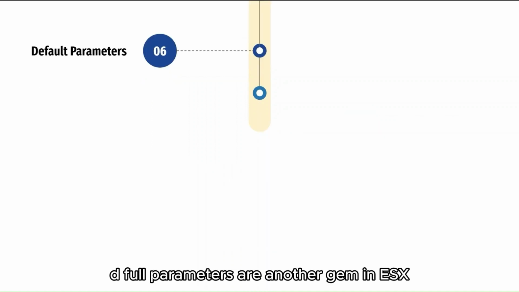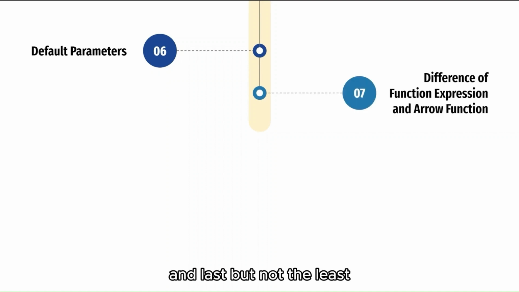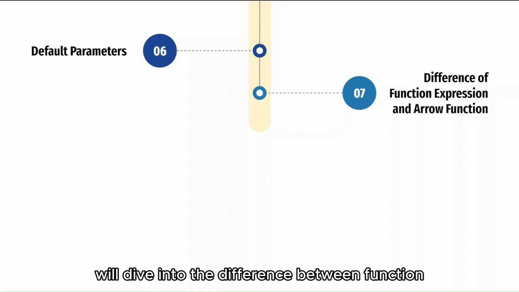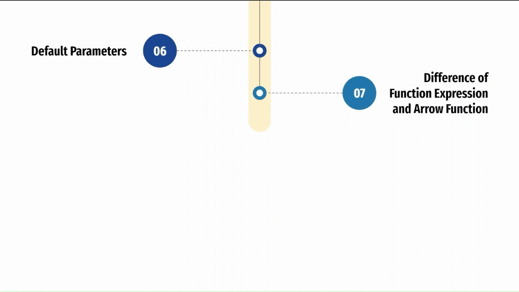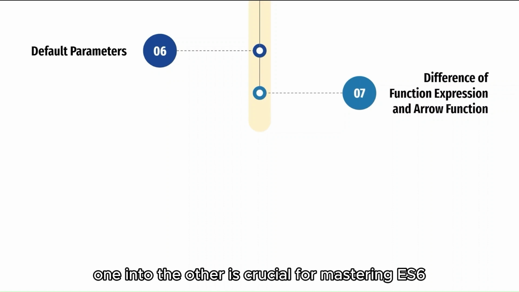Default parameters are another gem in ES6, providing fallback values in function declarations. And last but not least, we'll dive into the difference between function expressions and arrow functions. Understanding when to use each and how to transform one into the other is crucial for mastering ES6.